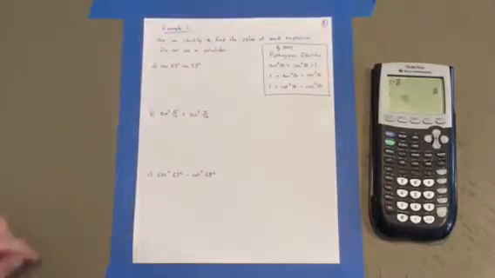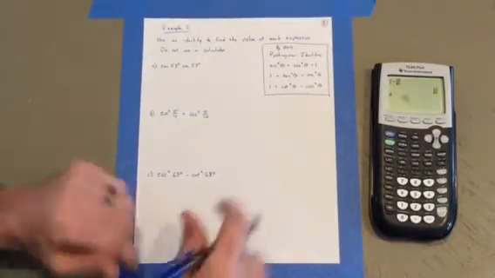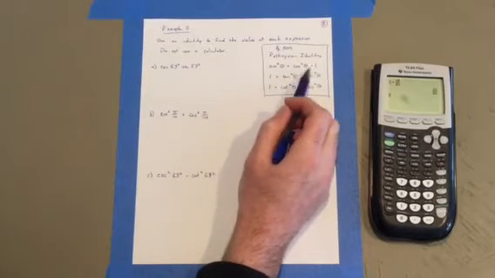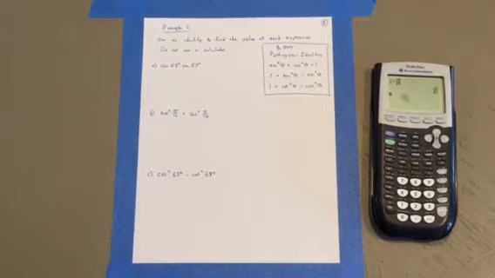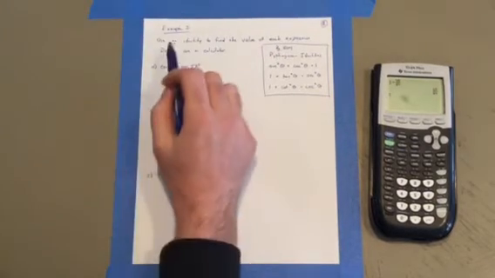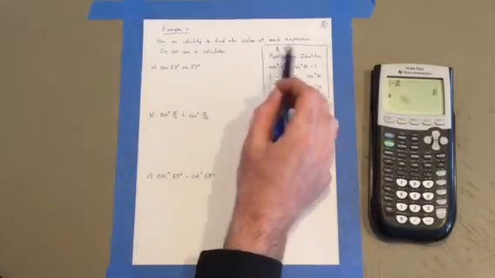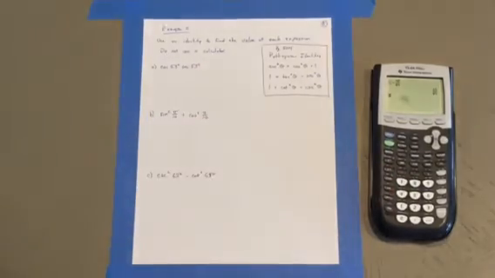All right, example 2 here. Here are our other Pythagorean identities. They're on page 504 in your box. You don't need to memorize them, but you need to know where they are and how to use them. It says use an identity to find the value of each expression. Do not use a calculator.